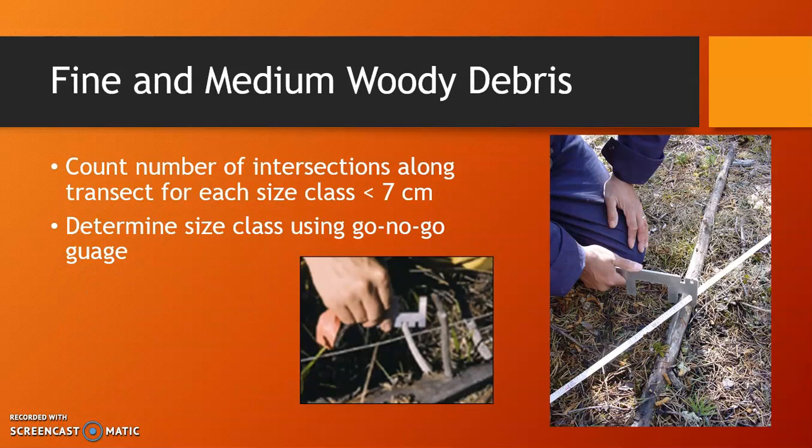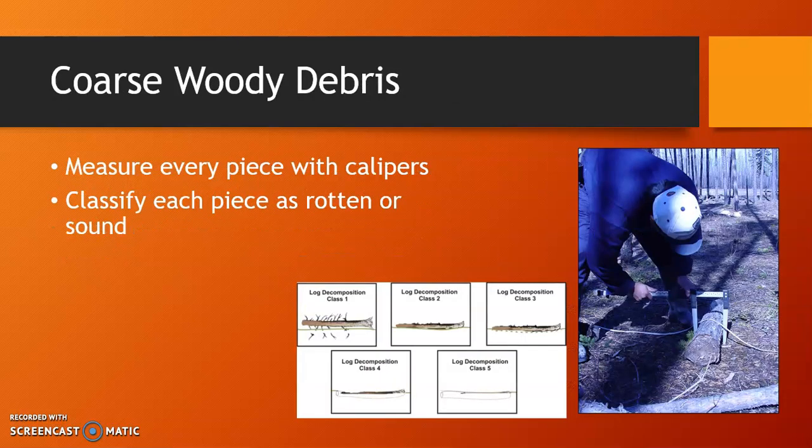categories. So for the fine and medium woody debris pieces, which is less than 7 centimeters, you would lay out this transect, and any piece that falls under the line that is less than 7 centimeters, you would just determine what size class it is in, and you would use a Gono gauge to estimate that. And so it's simply counting the number of pieces in each of those classes. For coarse woody debris, which is greater than 7 centimeters, you would measure every piece with calipers, and then you would classify each piece as rotten or sound. And the Alberta manual has a good description of how to classify decomposition.